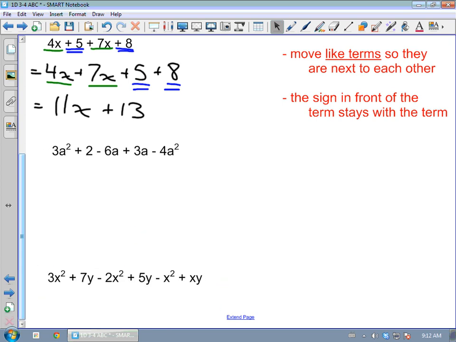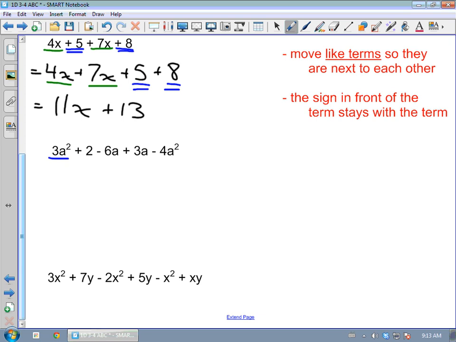So here's another one. 3a squared plus 2 minus 6a plus 3a minus 4a squared. Start by finding the like terms here. So what things in this are like terms? And let's just go from left to right. We got a 3a squared. Is there anything that is a like term with 3a squared?